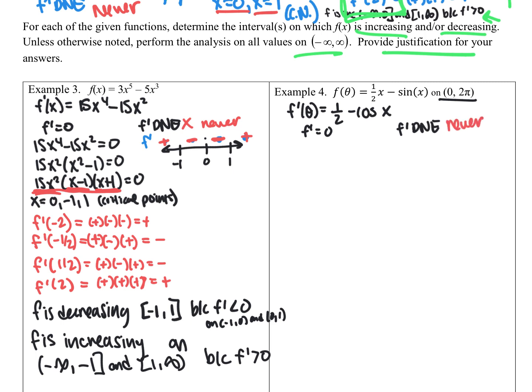But we do have some places where this will be 0. So 1/2 minus cosine x equals 0. We'll add cosine to the other side. And we'll have 1/2 equals cosine x. Now we need to use our unit circle to figure out where cosine is equal to 1/2. Remember, cosine is the x value. So we're going to be looking at the x value of 1/2. So that'll be these two angles where cosine is equal to 1/2.